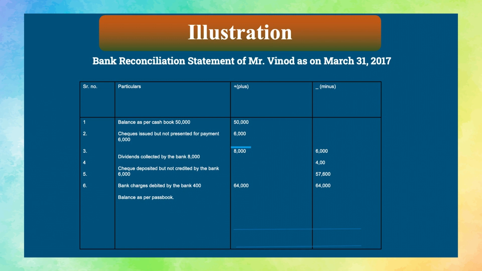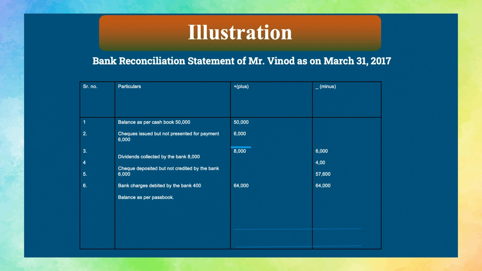In point number 5, bank charges rupees 400 charged by bank but not entered in cash book. Therefore, our cash book is excess by rupees 400. We have to reconcile our cash book with passbook. So, we will deduct in cash book.